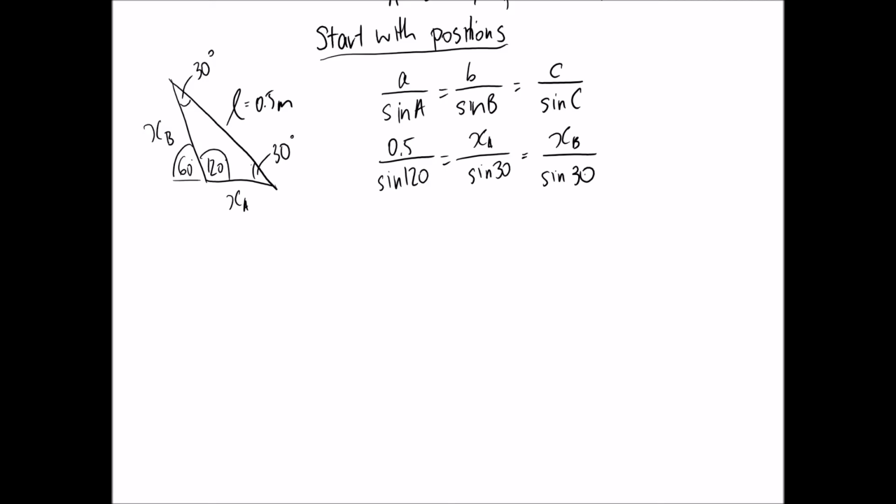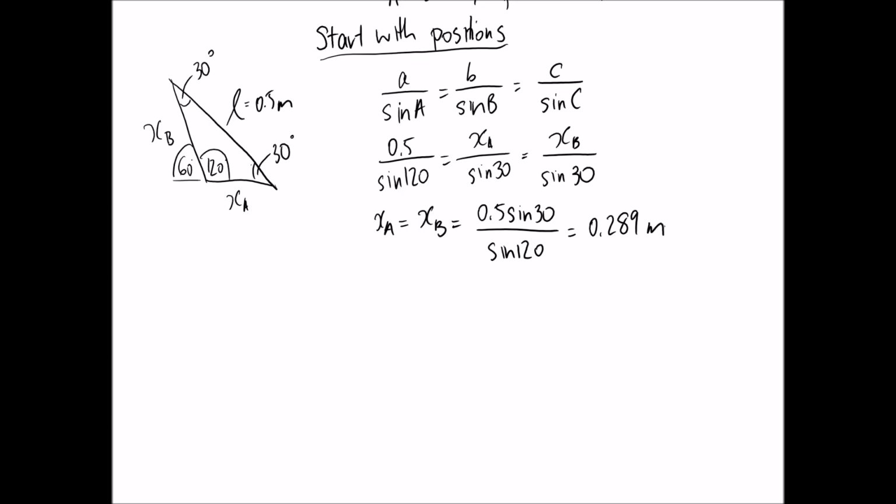If you take, just for example, these two parts of the equal sign, you can solve for XA. And then if you took this one and this one, you could solve for XB. And the way this triangle is, you're going to find that XA and XB are actually equal to each other. So solving, it's equal to 0.5 sine 30 divided by sine 120. And that works out to be 0.289 meters.